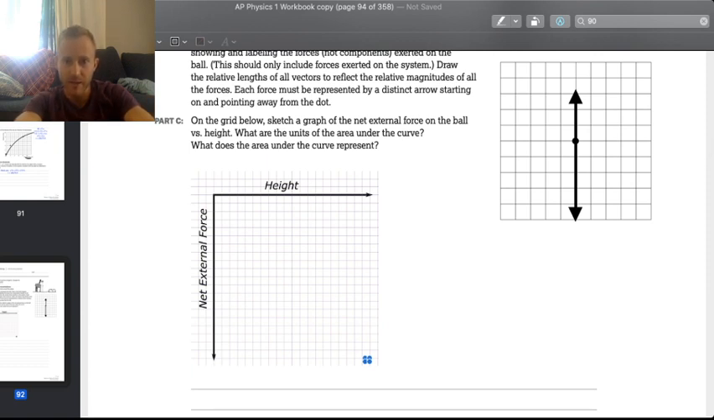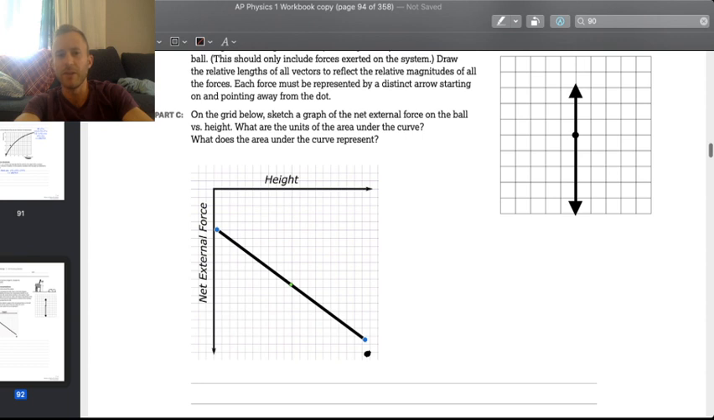So as the height gets smaller, the net external force is going to start to go down, okay, in some manner. I didn't draw it going to 0. If the net external force went to 0, then that means it reached terminal velocity. What does the area under the curve represent? It represents the work.